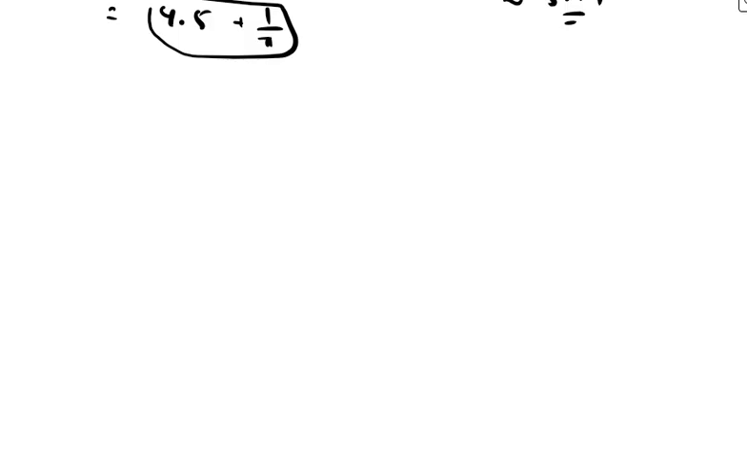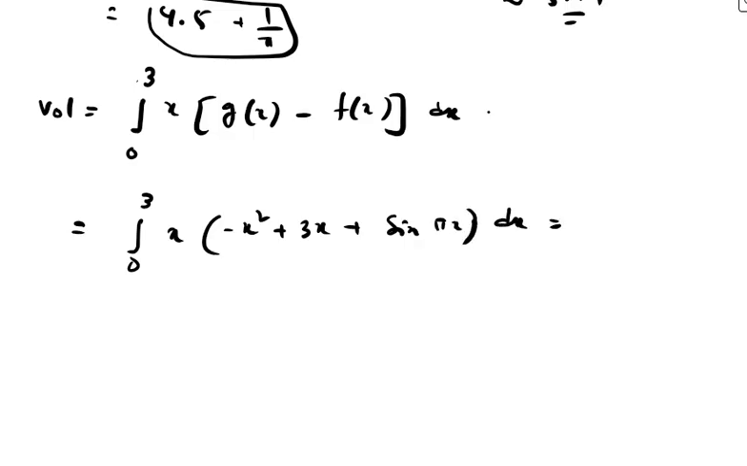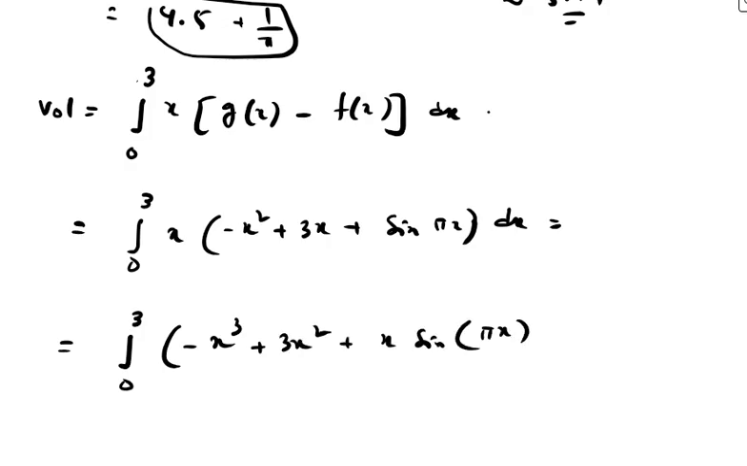Okay, now come to part B, volume with rectangular cross sections. We are told cross sections perpendicular to the x-axis. Each cross section is a rectangle, height is equal to x and base is equal to the distance between the curves. So volume will be the integral from 0 to 3 of x times (g(x) − f(x)) dx. Now substitute the differences. We get the integral from 0 to 3 of x times (−x² + 3x + sin(πx)) dx. Now distribute x, so we get the integral from 0 to 3 of −x³ + 3x² + x sin(πx) dx.